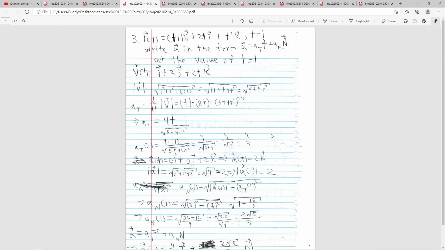So here we're looking for a at t equals 1. So we're finding this: t plus 1 i plus 2t j plus t squared k, at t equals 1. That's the point. Write a in the form, the acceleration form again, just at a specific value of t, which is 1.